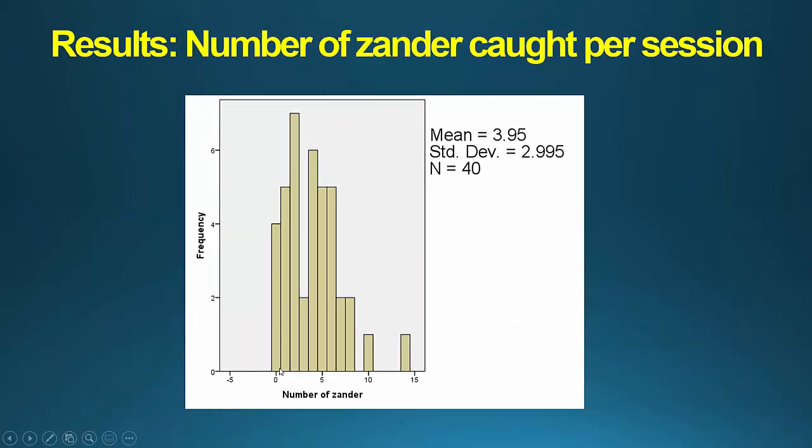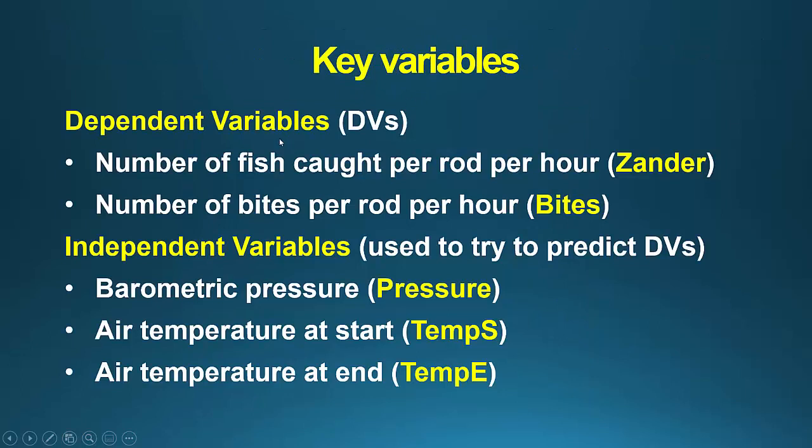4 depressing sessions caught nothing at all, and one marvellous heady session of 4 hours I actually caught 14. And the distribution is skewed towards the lower numbers, hence the average is around 4. What are my variables? Well, we usually talk about dependent variables, the things that we're going to try and predict from other variables, or DVs.